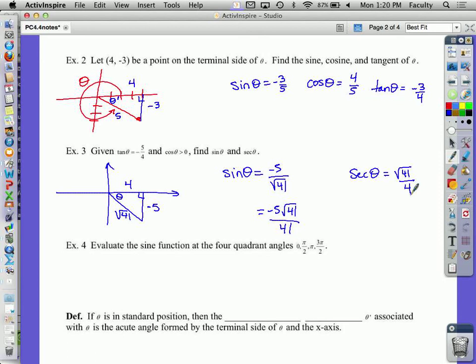All right, any questions up to this point? Anything at all? All right, example 4 then says, evaluate the sine function at the 4 quadrant angles. So I want to find the sine of 0, the sine of pi over 2, the sine of pi, and the sine of 3 pi over 2. Any ideas? Unit circle, beautiful. So here we go, we're going to draw our circle.